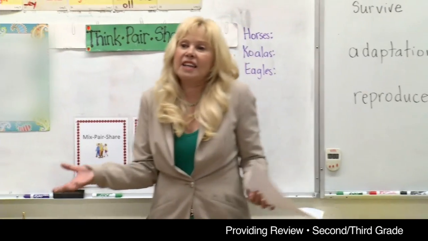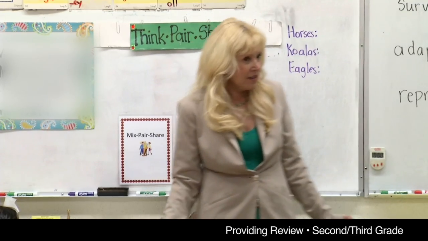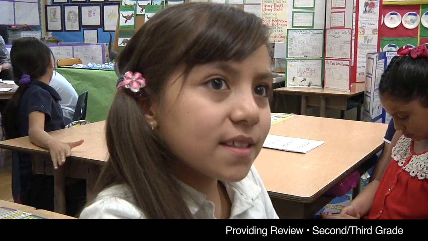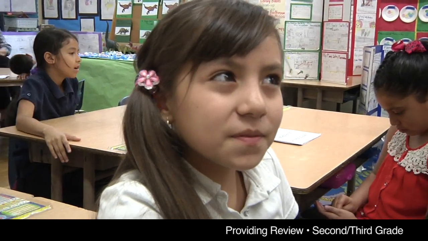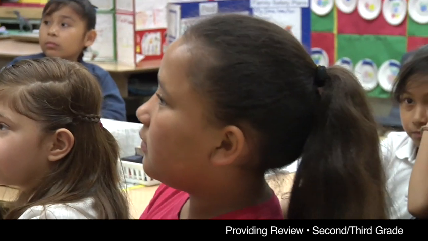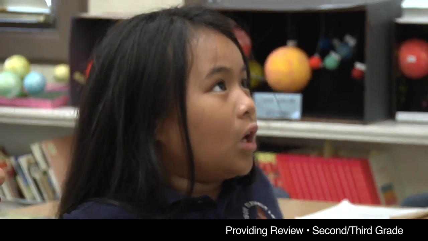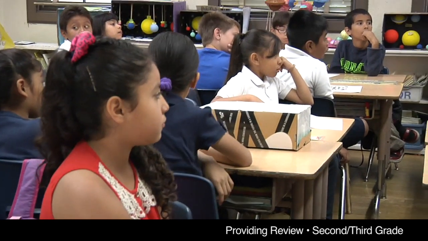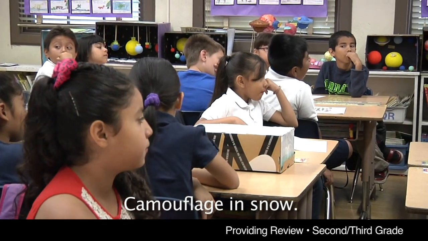Very good. So what's an adaptation that the polar bear has? It has a thick layer of fat to help it stay warm. Very good. What's another adaptation of a polar bear? Its fur. What color? White fur. So it can camouflage with the snow. That's right.